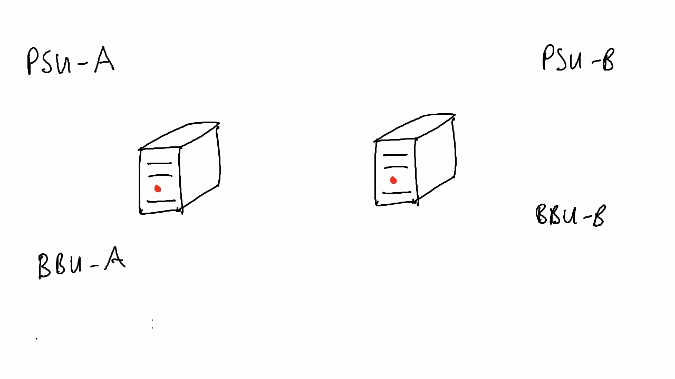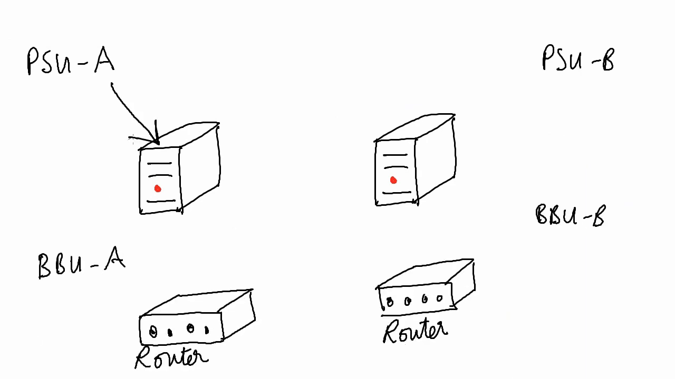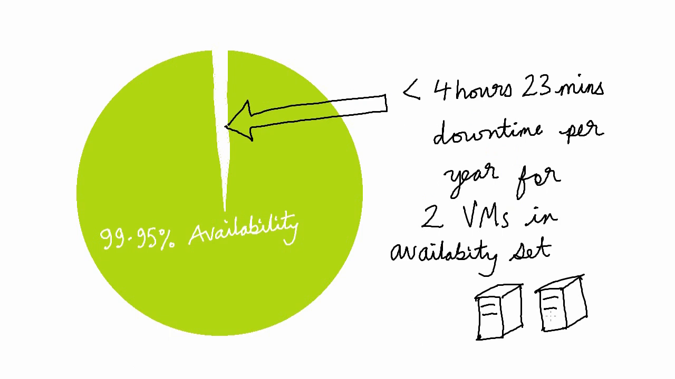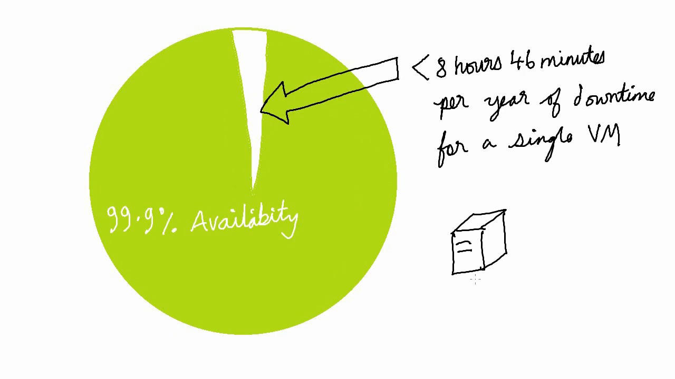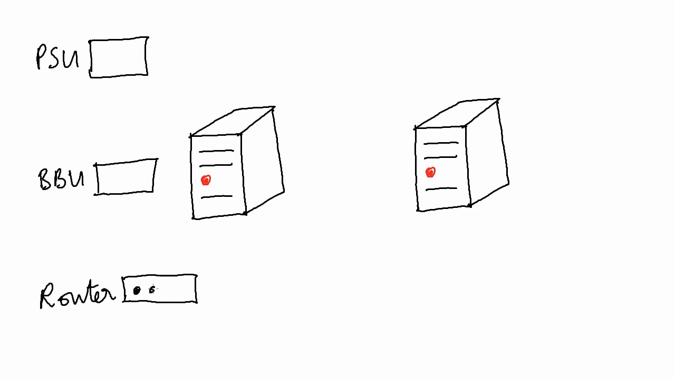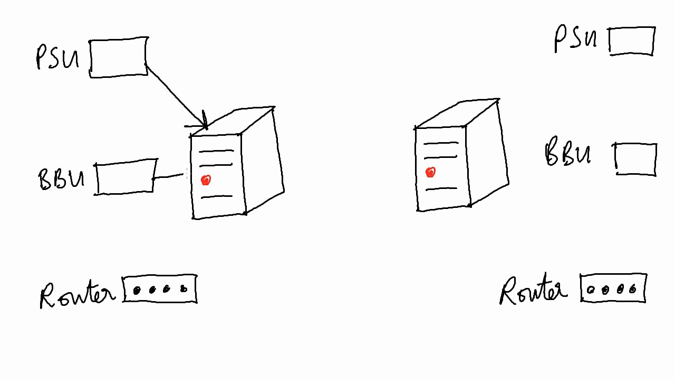Virtual machines enjoy a 99.95% availability service level agreement when two or more VMs are placed into the same availability set. That's less than 4 hours 23 minutes of downtime per year. A single virtual machine enjoys a service level agreement of 99.9% availability. That's less than 8 hours 46 minutes of downtime per year. An availability set is where two VMs are distributed across two different fault domains. Different fault domains isolate common pieces of infrastructure from each other, such as power supplies, battery backup units, networking, routers, that kind of thing.